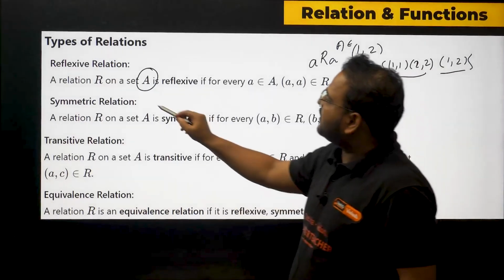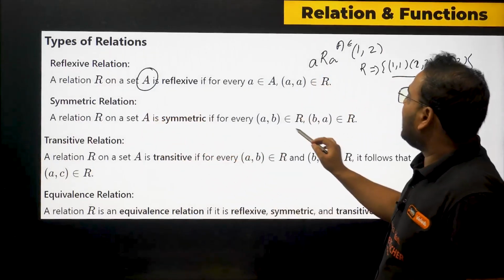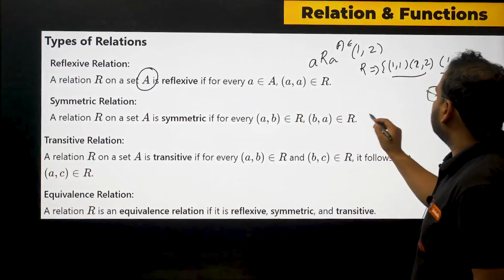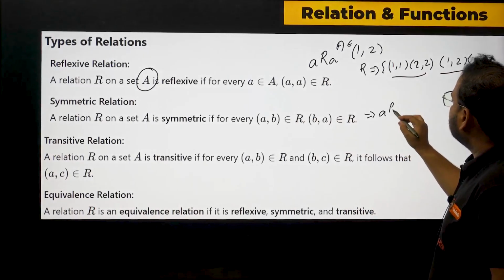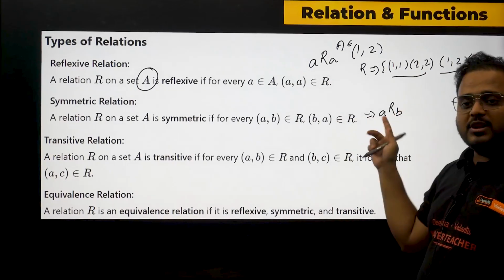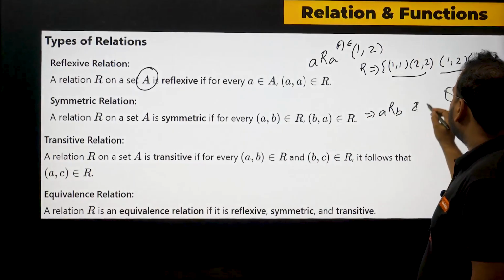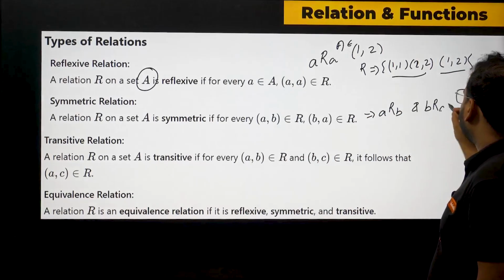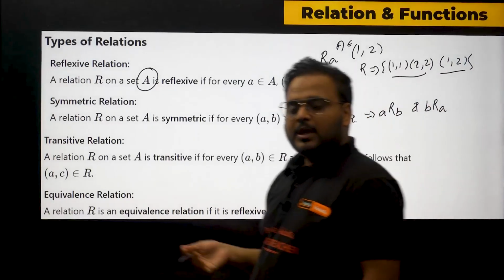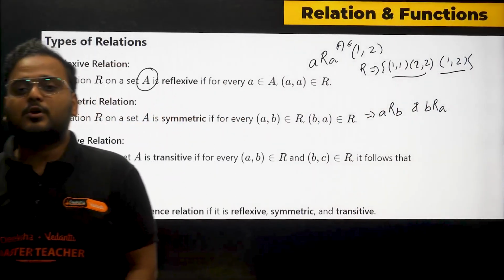Let's move on to symmetric now. In symmetric, you have this condition true. You have ARB, which means A is related to B, and of course B should also be related to A. Both have to be true: ARB is true and BRA is also true.